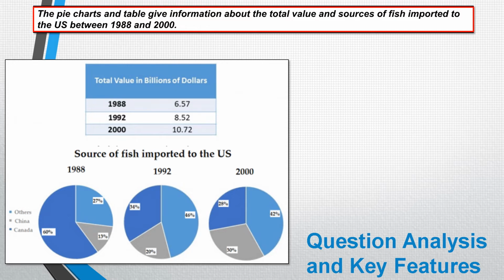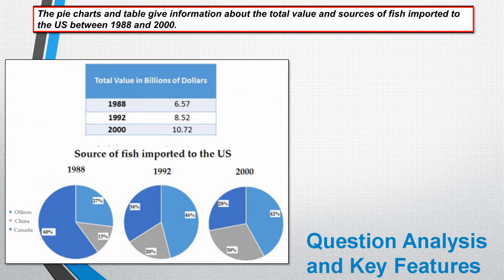It then jumps 6.57, 8.52, and then 10.72. So that second jump there from 8.52 to 10.72 is over 8 years, not over 4 years. So that's worth noticing as well. The pie charts, we've got the years, the same years, 88, 92, and 2000. And the key, we've got Canada in dark blue, China in grey, and other sources in light blue.